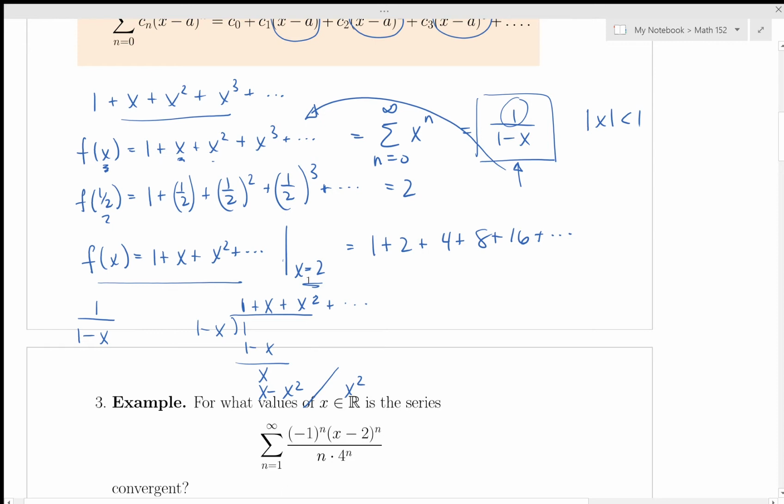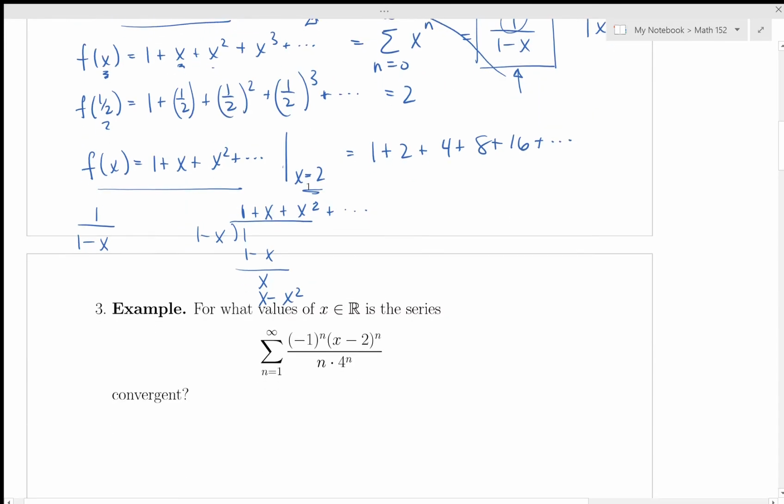It's our geometric series. Okay, so let's take a look now at another infinite series here, and we're going to ask for what values of x does this series converge? So it may converge for all values of x, it may converge for no, or maybe one value of x. It'll clearly converge when x is equal to 2, because then all the sums are 0. But maybe that's the only value, or maybe there's some values of x, or maybe all values of x.